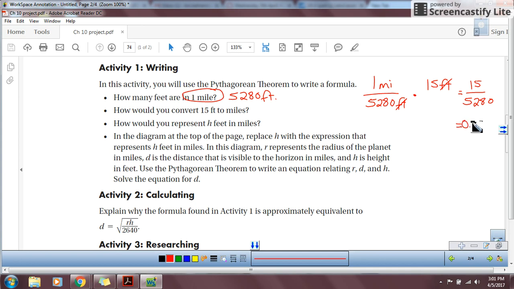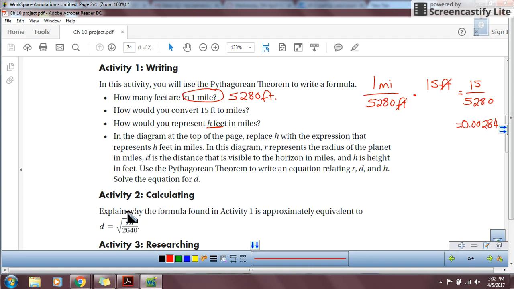If you do that, it comes out as 0.00284, etc. I encourage you to use some decimal places here because we're talking about some pretty big numbers. So that's how we're going to represent the height in feet with miles. You can plug in 15 feet. I'm 7 feet tall, so to figure out how many miles tall I am, I just put 7 here. If you're 6 feet tall, put a 6 there, etc. Okay.